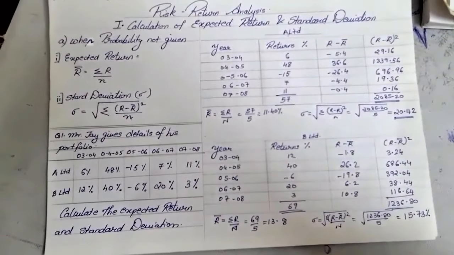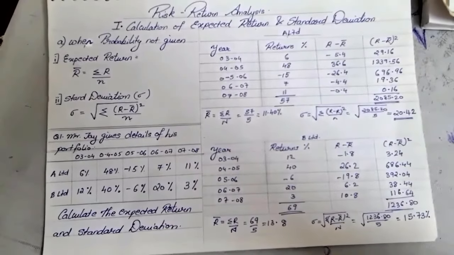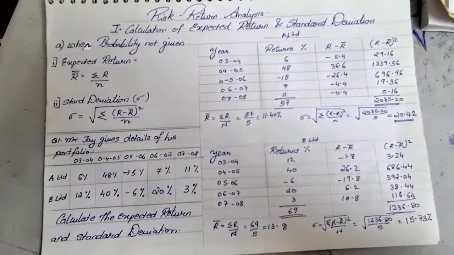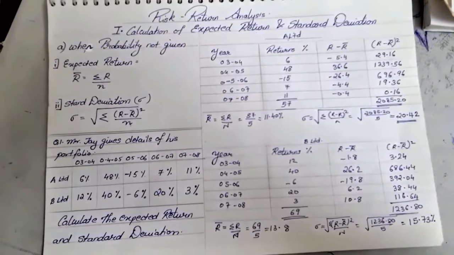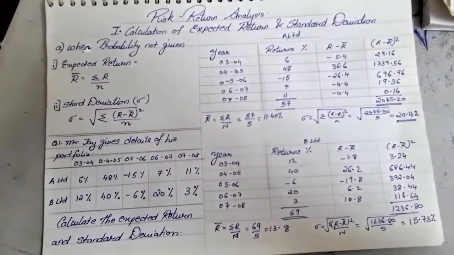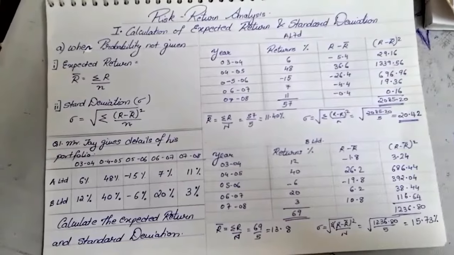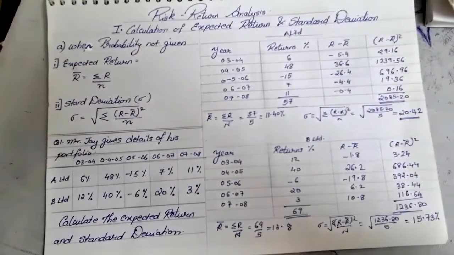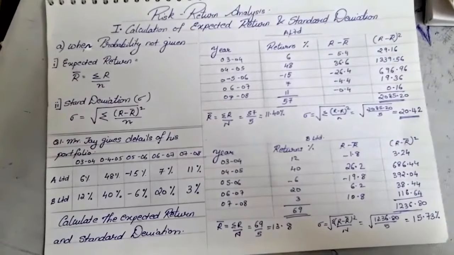So with this, we were able to solve sums based on expected return and standard deviation when probability was not given. This was the very first type. Now we'll be solving sums in which we will be having the probability. So let us see how to solve sums based on expected return and standard deviation when the probability is given.